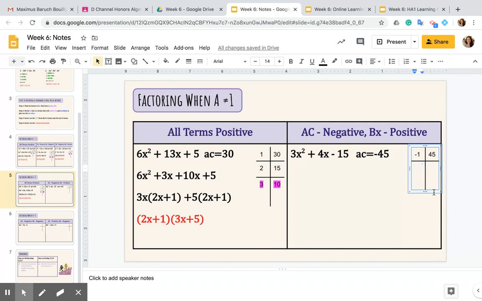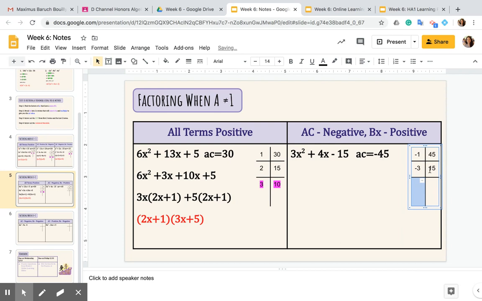I can do negative 3 and 15. That is going to give me 12. So that's not going to work either. I need a sum of 4.